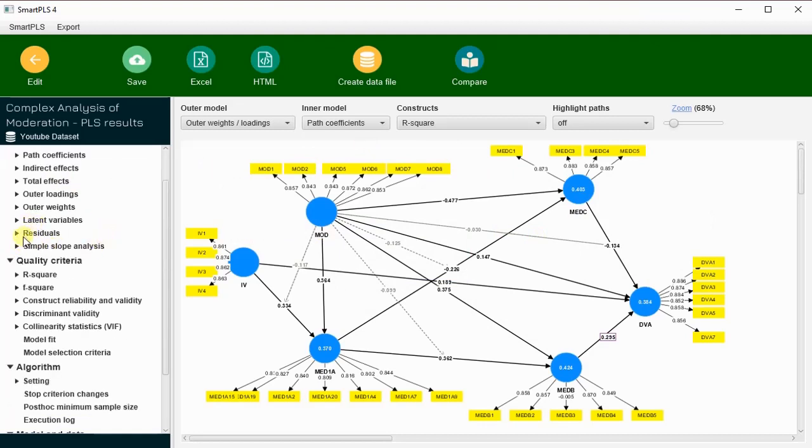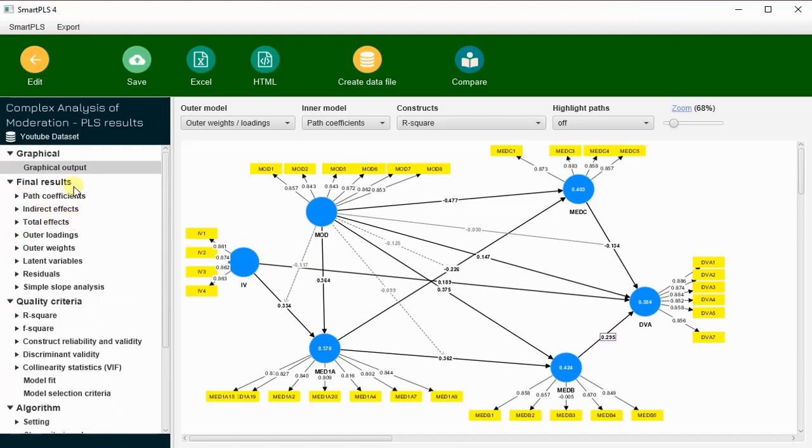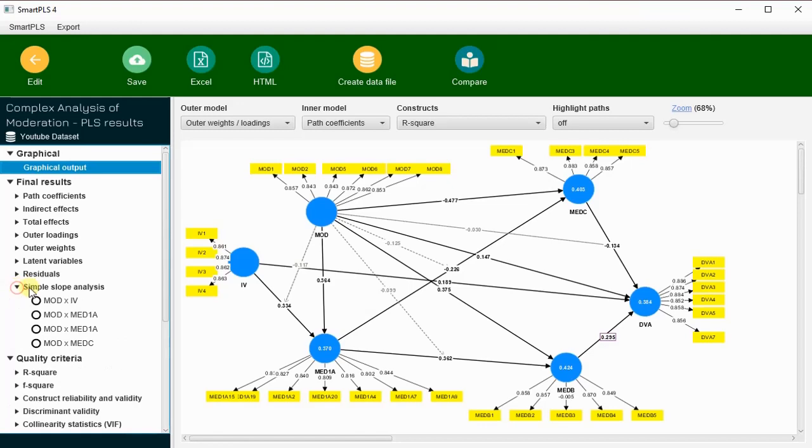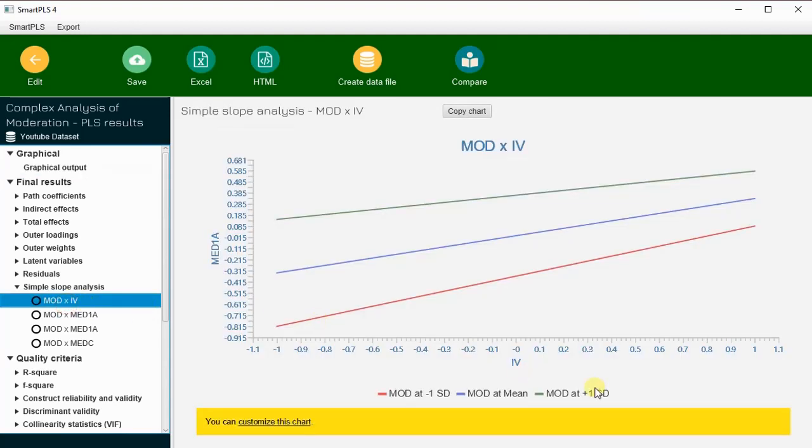You can see here in the first section the final results, the path coefficients. At the last there is a simple slope analysis, which is basically the graph. Here you can see the first one is called moderator into IV variable. If I show you the graphical input, this moderator lies between the IV and mediator 1. So the moderator into IV interaction term was created, and its graph is drawn between the IV and mediator 1, as I discussed in the previous videos.